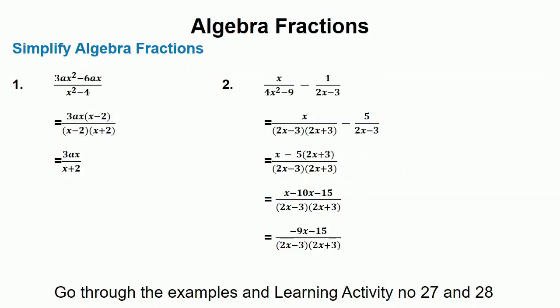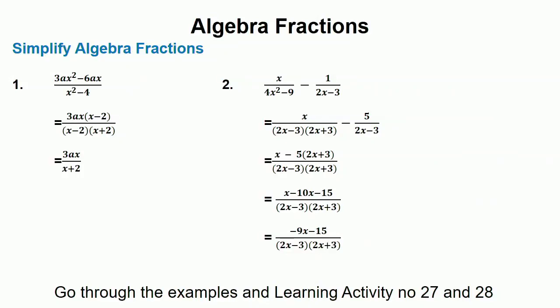Number 2, there is now subtraction, where we have to get the lowest common multiple. But first we have to simplify. We have to factorize if there's any factorizing that can be done. The x on top, there's nothing, it's already in simplest form. The 4x squared minus 9 at the bottom is a difference between 2 squares. 2 brackets, 2x plus 3, 2x minus 3.